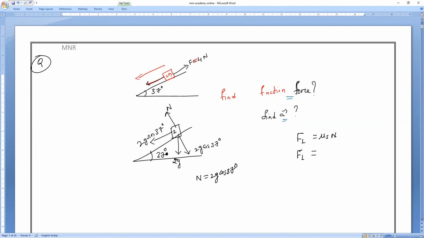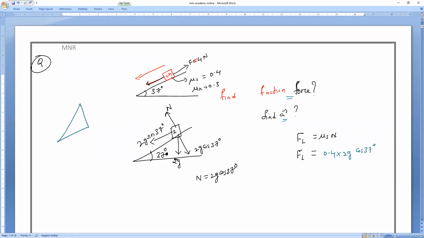I have not given the mu value, correct. Let me give that. mu s is equal to 0.4 and mu k is equal to 0.3. Is it okay, all of you? Clear? Anything you have doubt, you can ask me. So the mu s value is 0.4 into normal. Normal is how much, guys? 2g cos 37.